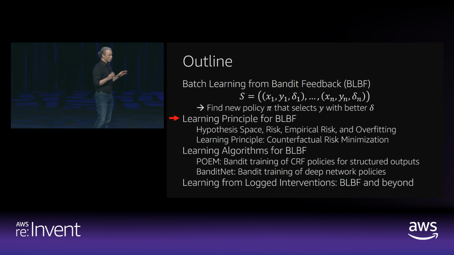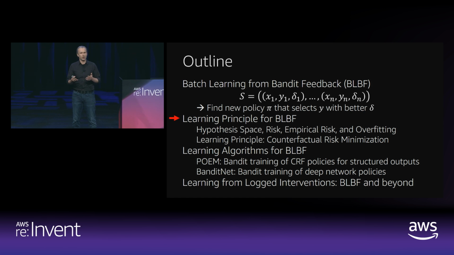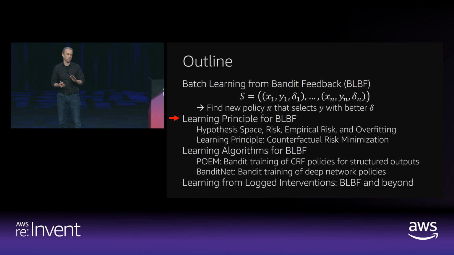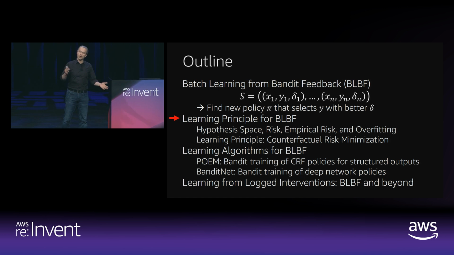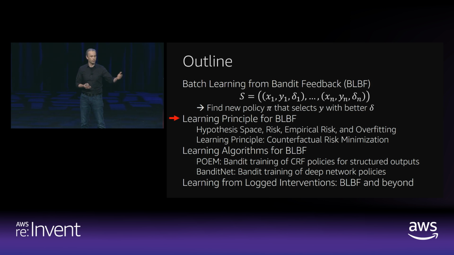So what I want to do in this talk is first think about what is actually the problem and get at the heart of the problem. And I'm going to bring it down into what we call counterfactual risk minimization, which is a way of constructing learning algorithms for this particular setting, batch learning from bandit feedback. And then put this theoretical framework into practice and show you two algorithms that we've developed. One for training conditional random fields called POEM, and the other one called BanditNet for training deep models based on this log data.